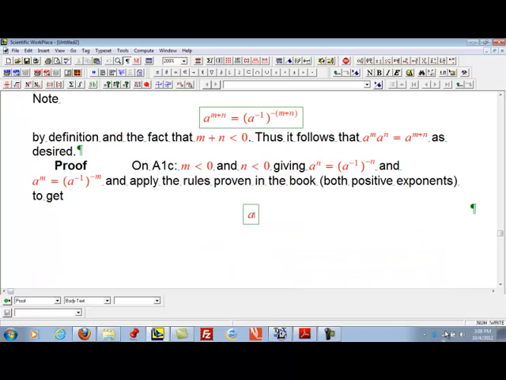You're going to have a inverse. You just copy and paste this. A inverse to the n, and just add your exponents at this point. You'll have a inverse to the minus n plus minus m. Does that make sense? Except the plus became an equals. And then you can finish.